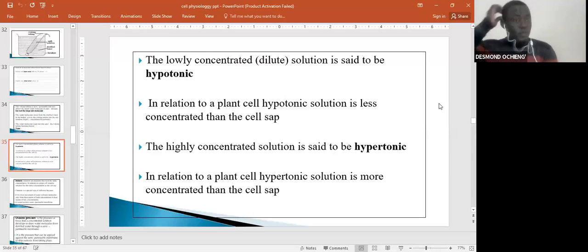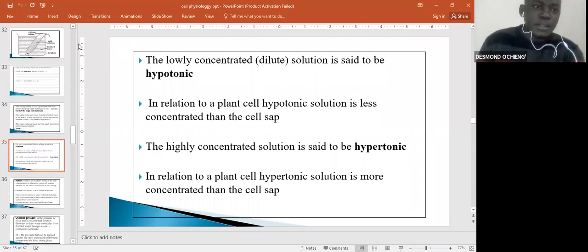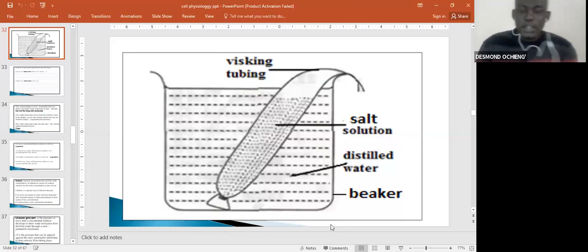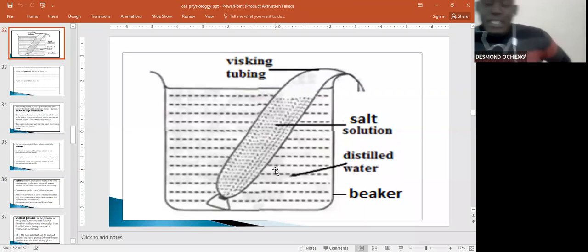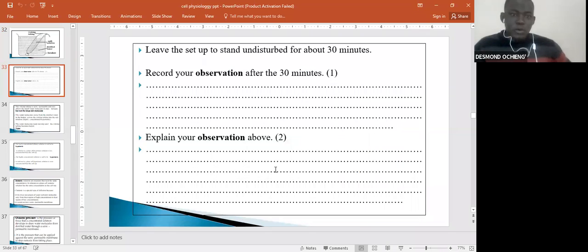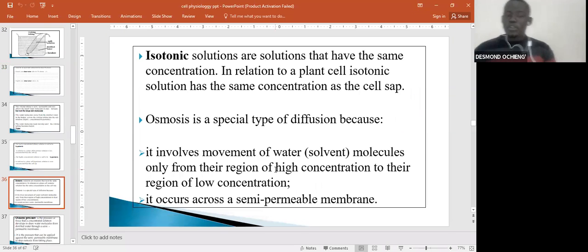Now, let me just take you back to this diagram here. Before, we said that there will be net movement of water molecules from the beaker to the salt solution. But now, when you go ahead here, we are introducing a new term, which is isotonic solution. An isotonic solution, these are solutions that have the same concentration. These are solutions that have the same concentration.